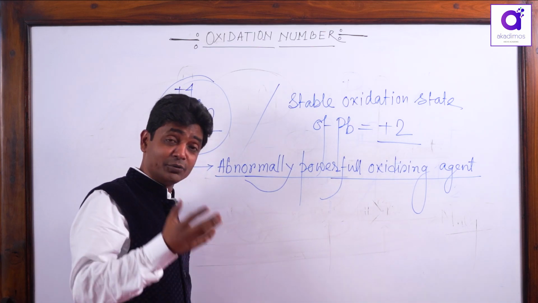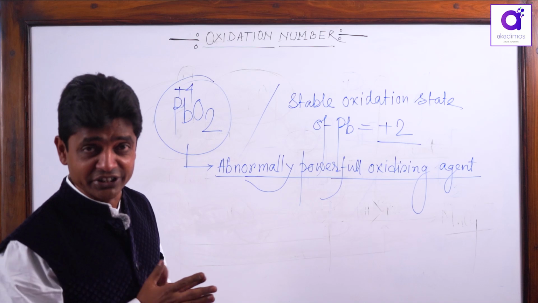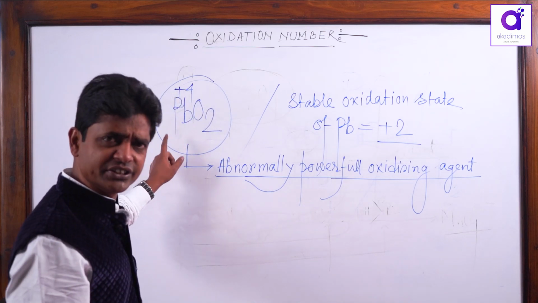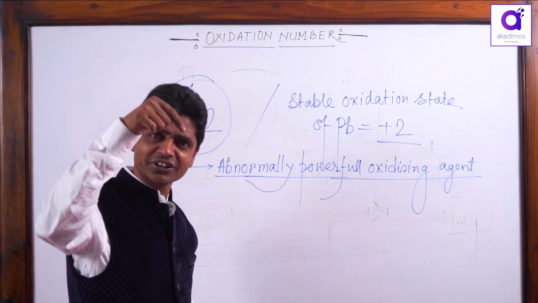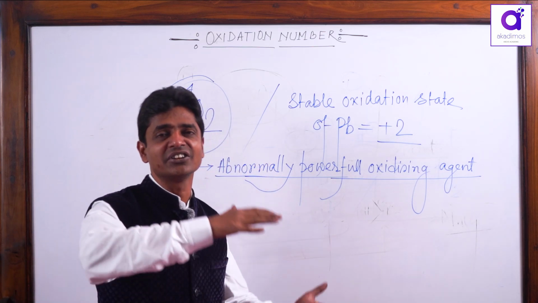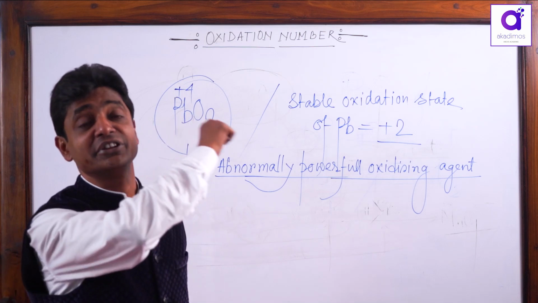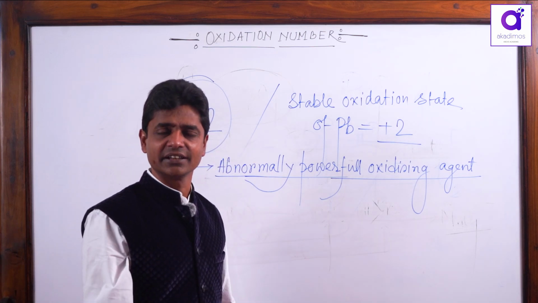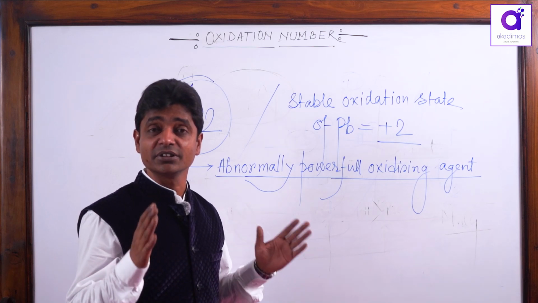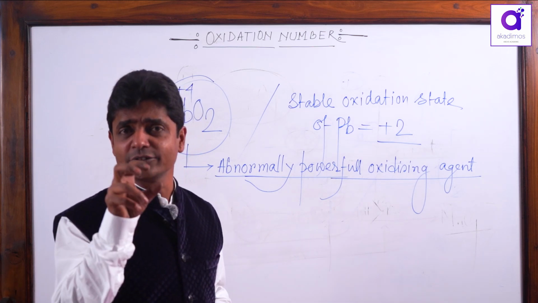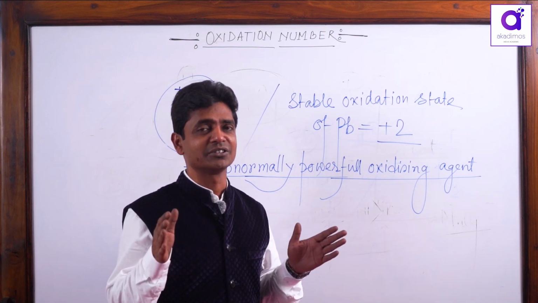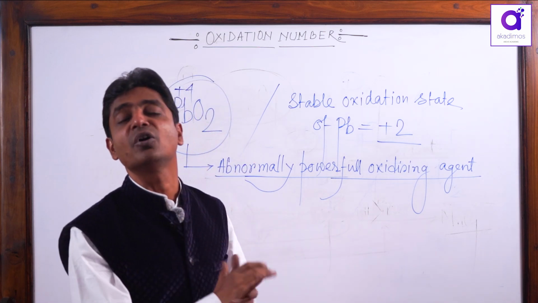See, MnO4 minus is a good oxidizing agent in acid media, itself reducing to Mn2+. But PbO2 is such a powerful oxidizing agent that it will even oxidize manganese salt to MnO4 minus in acid media. Think about this: so powerful an oxidizing agent due to the inert pair effect. Its stable state is +2, so it will show its oxidizing character, otherwise it will reduce to a +2 lead compound.